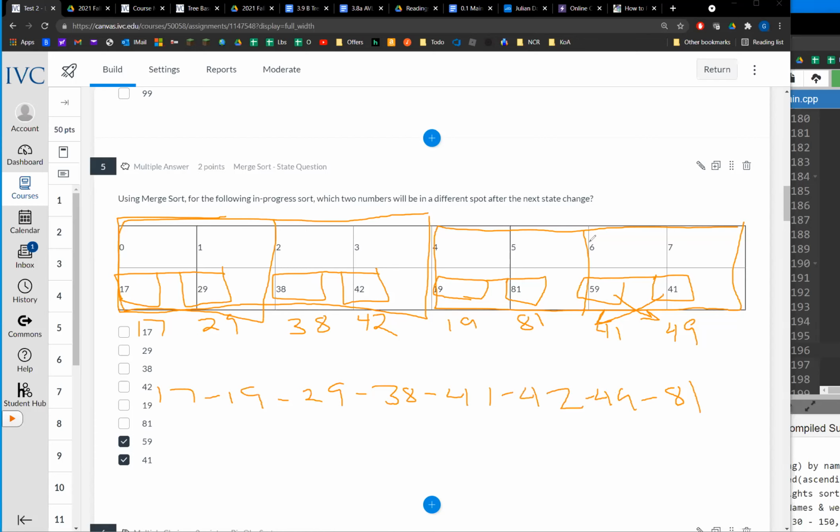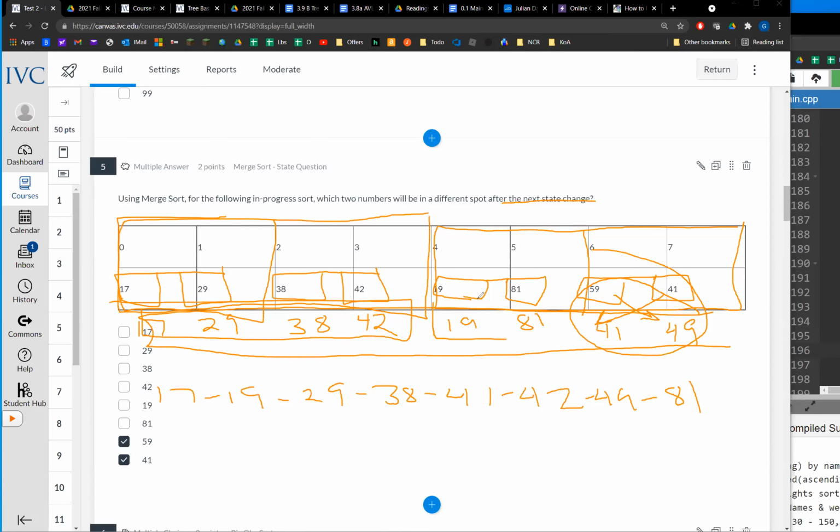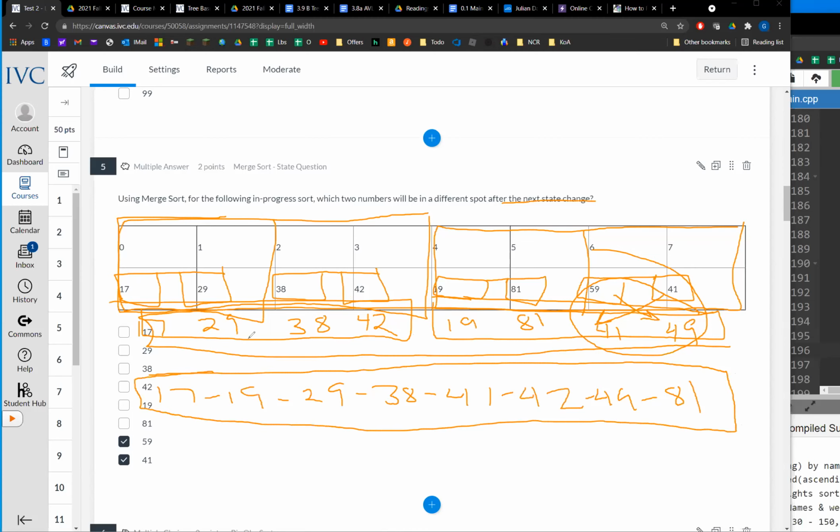Right, so this one wasn't asking what's wrong, it was asking what's next. What's the next state change? And these two numbers would be moved in the next state change. Right, so if I were to ask this question again, and they are already in this state, the first four are sorted and the last four are sorted. The next state change would be merging those two lists together. So it would have been most everyone, yeah, everyone but 17 would have had a state change.